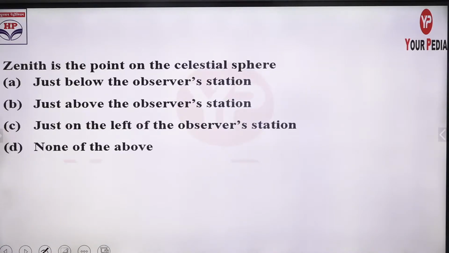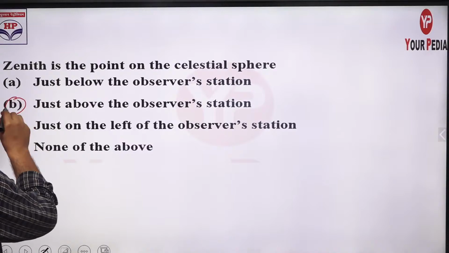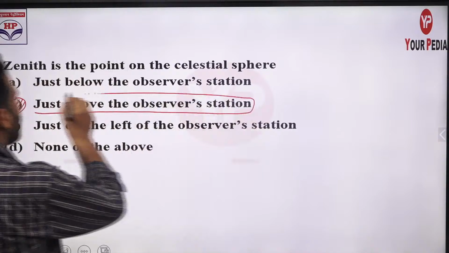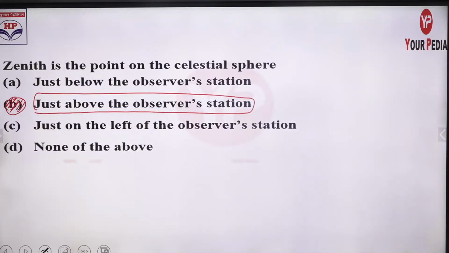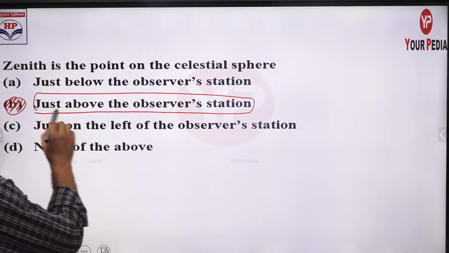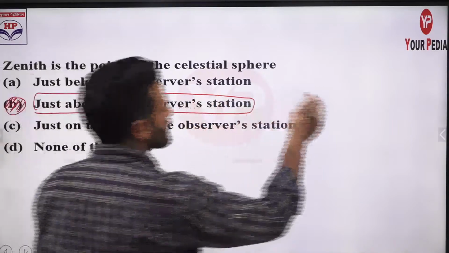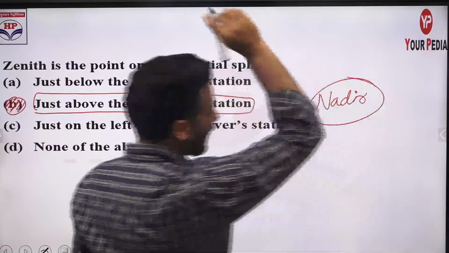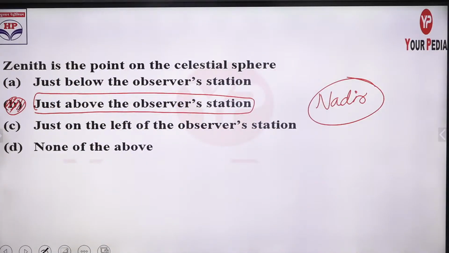Fine. So let's proceed ahead. Next question. Zenith is the point on the celestial sphere that is just above the observer's position. Zenith is the point just above the observer's station. If it is written the point just below the observer's position or station, this is the nadir. Very simple question that is basically framed in this HPCL exam. The probability of such types of questions is very high.